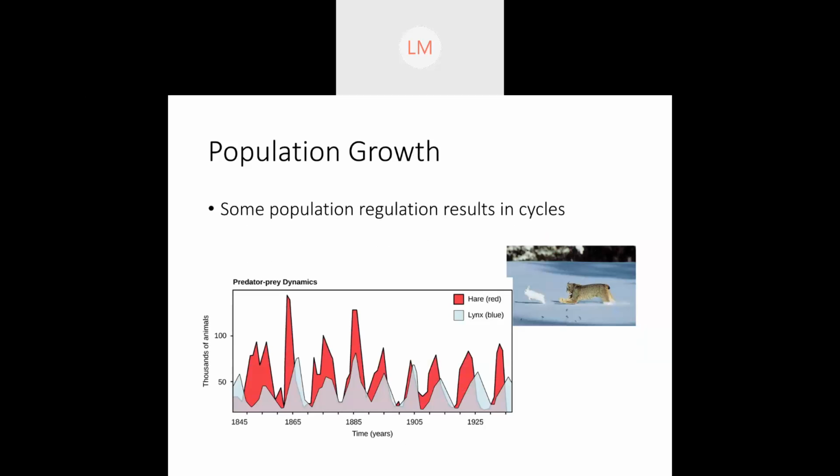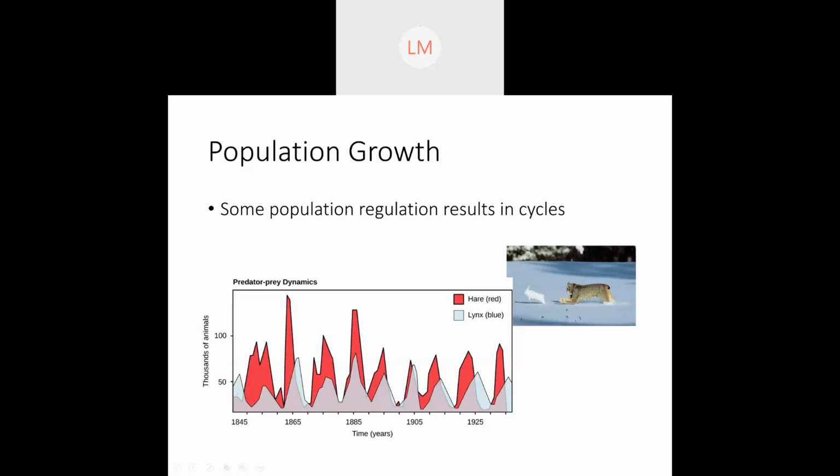And then some population regulation can result in these really interesting cycles. So this is the classic example of cyclical population growth with some predators and some prey. So this is specifically referring to the Arctic hare. You can see in this picture here, that's represented in the red on the graph, and then the lynx over here, which is represented in the light blue on the graph. So this is looking at the number of animals over time.